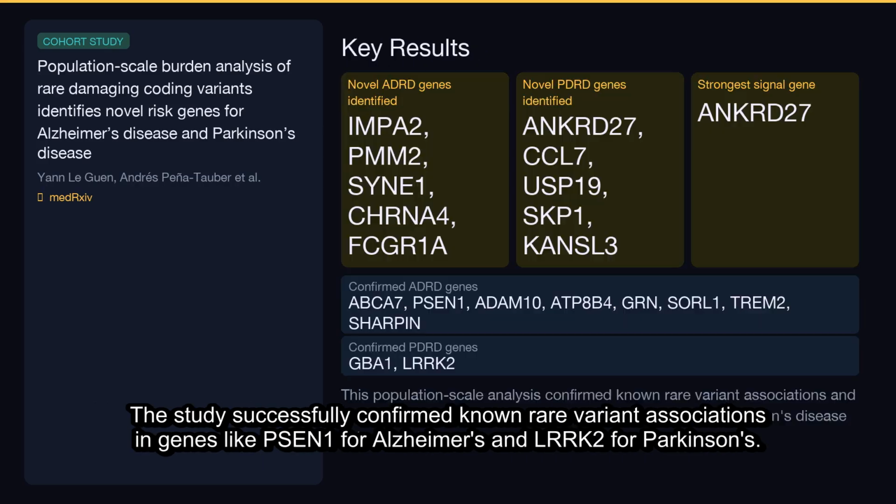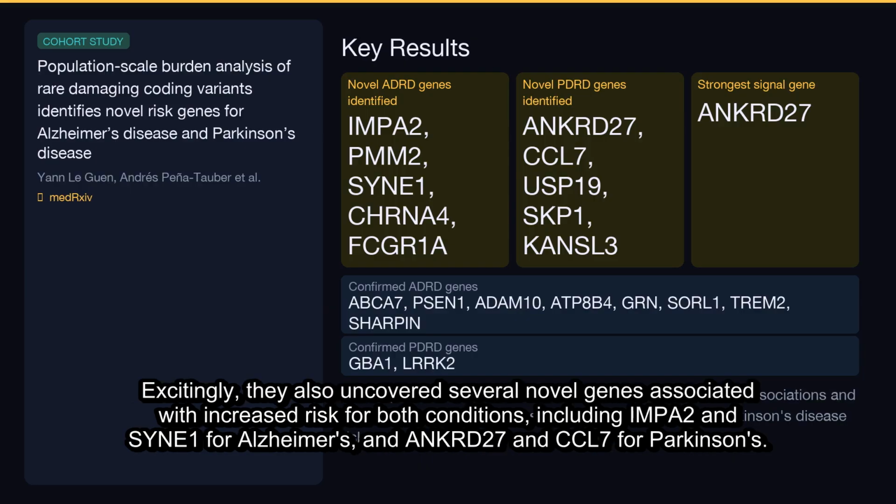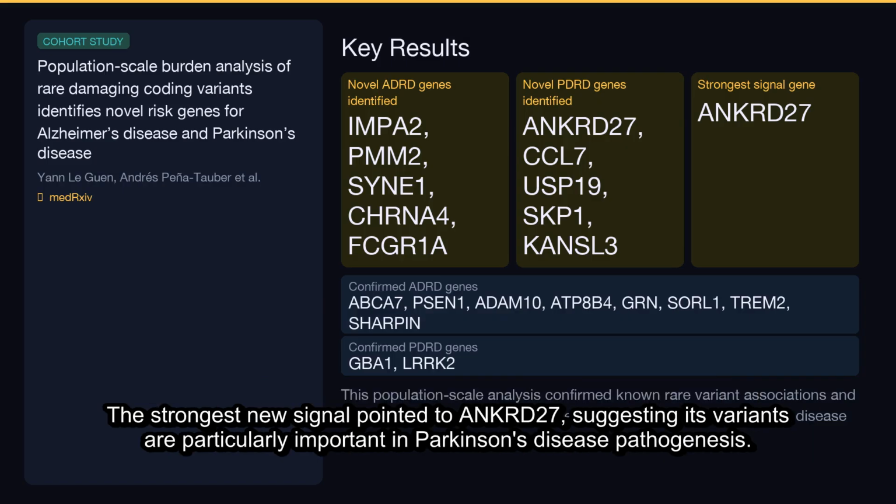and Parkinson's. The study successfully confirmed known rare variant associations in genes like PSEN1 for Alzheimer's and LRRK2 for Parkinson's. Excitingly, they also uncovered several novel genes associated with increased risk for both conditions, including IMPA2 and SYNE1 for Alzheimer's, and ANKRD27 and CCL7 for Parkinson's. The strongest new signal pointed to ANKRD27, suggesting its variants are particularly important in Parkinson's disease pathogenesis.